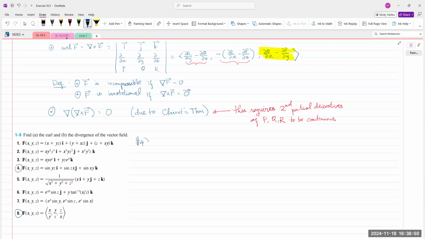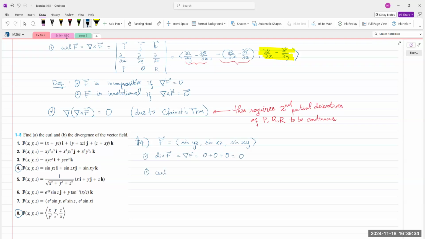So number 4, we have vector field F to be sine yz, sine xz, and sine xy. So the divergence of F, that's basically the gradient dot vector field F. That will be the P derivative with respect to x, that's 0. The Q derivative with respect to y, that's 0. And this, oh, this is 0, huh? Okay, that's the divergence. How about the curl then?